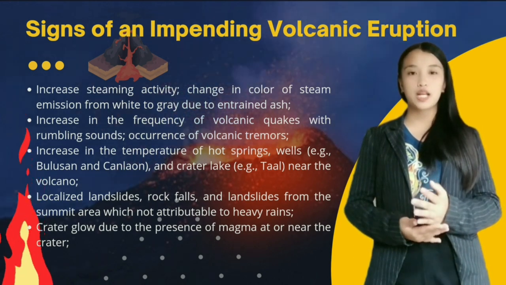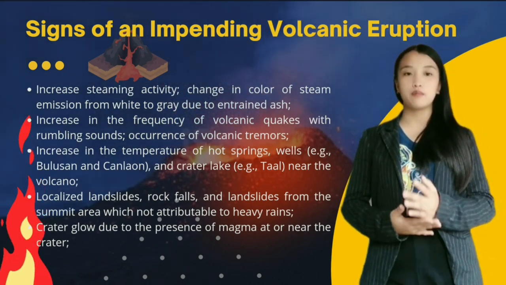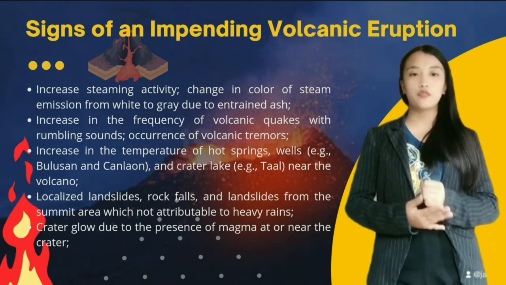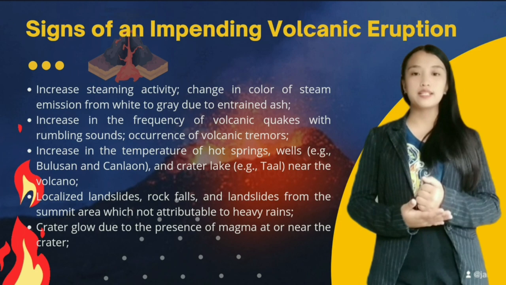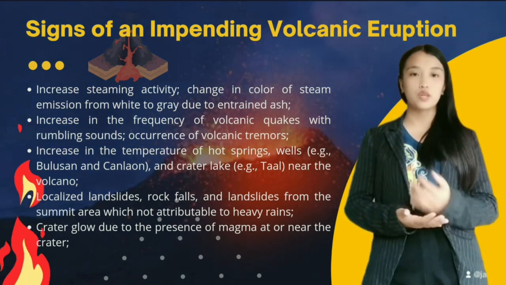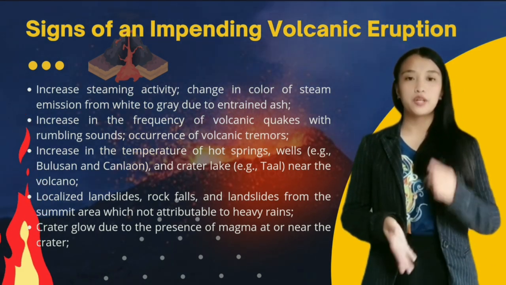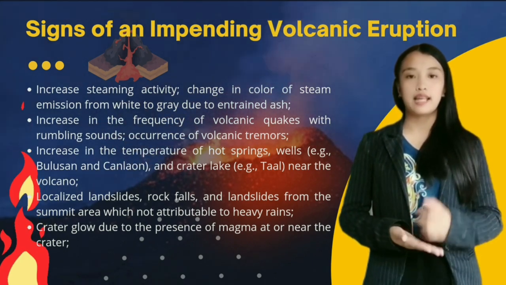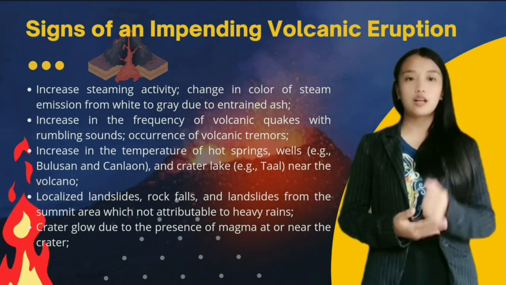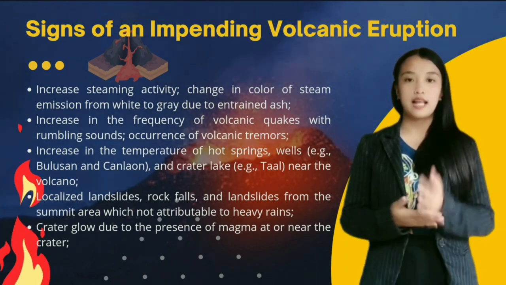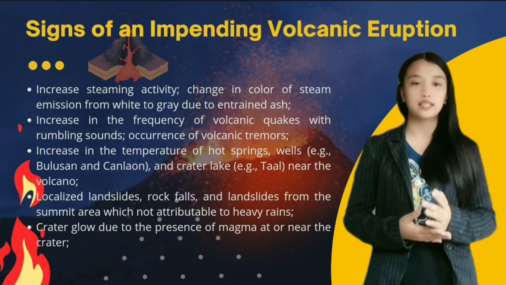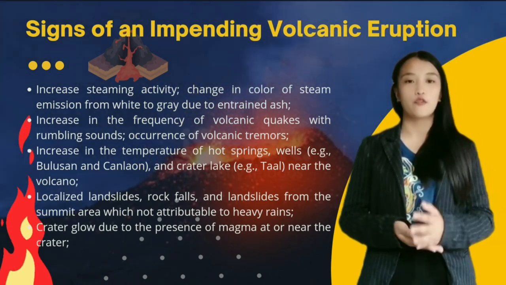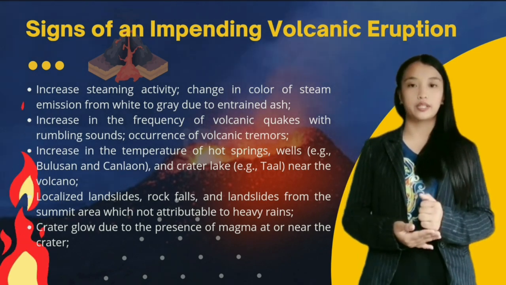First, increased steaming activity, with a change in color of steam emission from white to gray due to entrained ash. Second, an increase in the frequency of volcanic quakes with rumbling sounds, and occurrence of volcanic tremors. Third, an increase in the temperature of hot springs, wells like Bulusan and Candaba, and crater lakes like Taal near the volcano. Fourth, localized landslides, rock falls and landslides from the summit area not attributable to heavy rains. And lastly, crater glow due to the presence of magma at or near the crater.